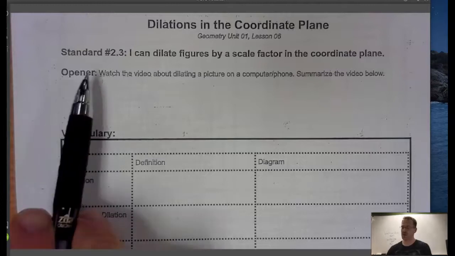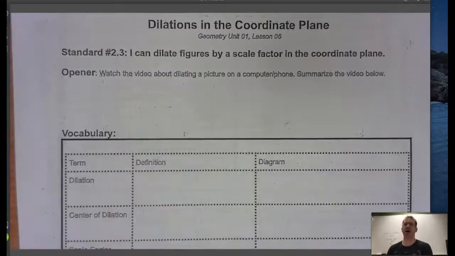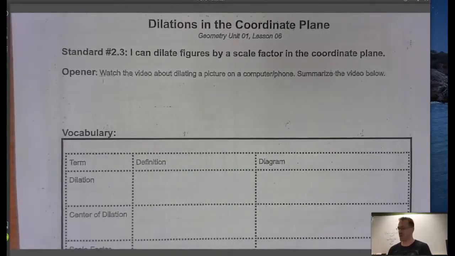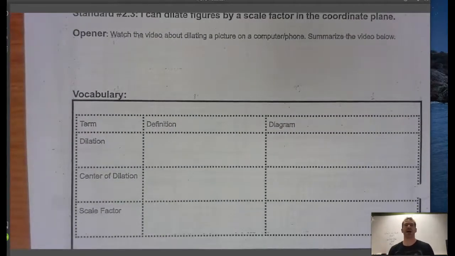So when we talk about dilations, this is Unit 1, Lesson 6, and this is pages 26 to 29 in your workbook. If you want to do the opener, you can do that, but I'm going to jump right into our vocabulary today and talk about exactly what a dilation is. Just by the definition, you can see how this is going to be different than your reflections and your translations that you've already learned about.